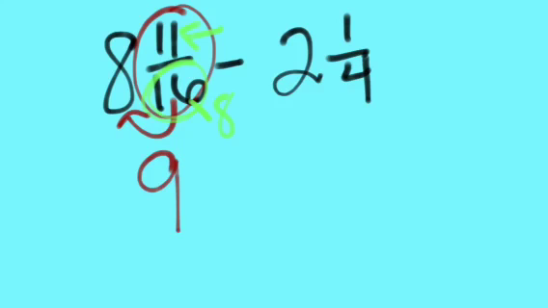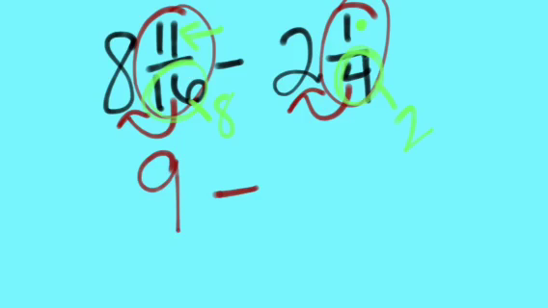Let's come over to 2 1/4. 1/4, how is that going to affect my whole number 2? Well, looking at my denominator, half of 4 is 2, but my numerator, it's lower than that. It's lower than the halfway mark of 2. Less than half, that means I'm going to let that whole number rest. So 9 minus 2 is 7.